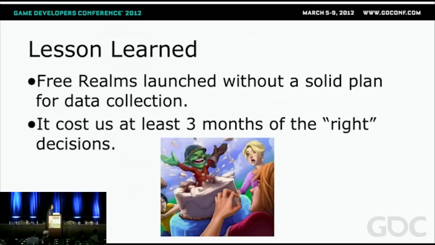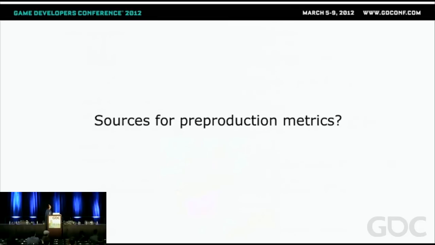And on Free Realms, it cost us at least 3 months of making the right decisions. And 3 months at the launch of an online game is your whole world. In social games, that's it, done, if it's not good. And in mobile too, actually, you kind of get one shot with a game most of the time. So if you launch without metrics, you're really risking your game dying because you didn't have the information that you needed. So how do you even get metrics when you're in pre-production?